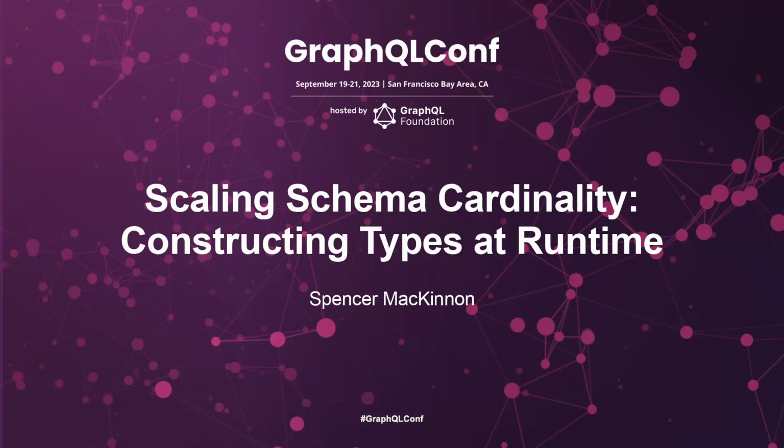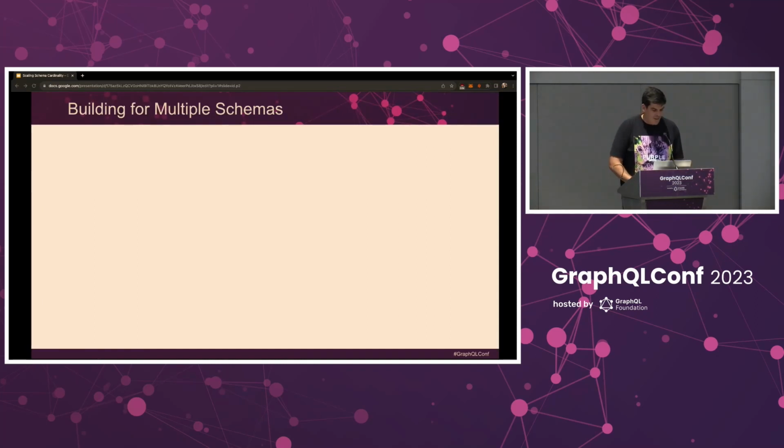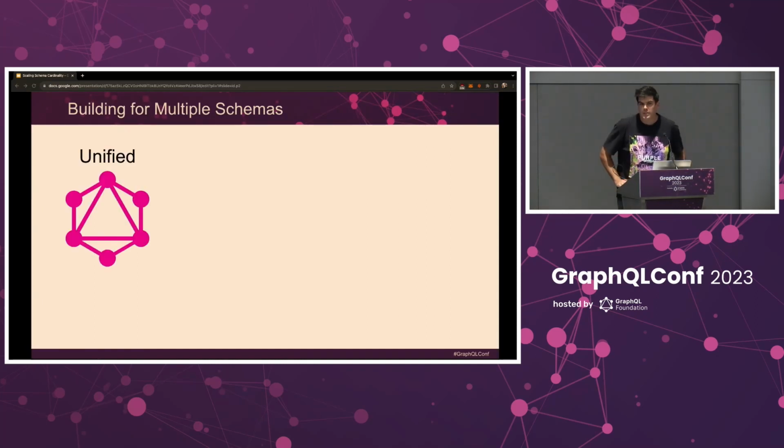Today we're talking about scaling schema cardinality and how we're creating types at runtime. You're probably wondering, what does that mean? Most GraphQL projects I've seen take on one of three formats. Most live in this space, where I'm building a schema and it's unified. Maybe I'm in a monolith with just a single schema, or maybe my schema is federated and I have subgraphs, but all my consumers just talk to this one unified schema.